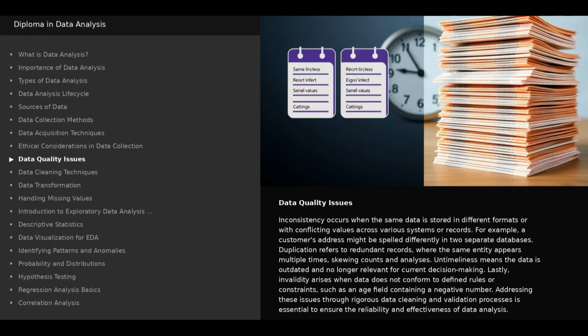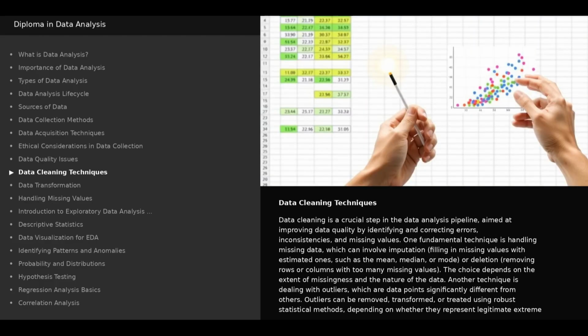Lastly, invalidity arises when data does not conform to defined rules or constraints, such as an age field containing a negative number. Addressing these issues through rigorous data cleaning and validation processes is essential to ensure the reliability and effectiveness of data analysis. Data cleaning techniques.